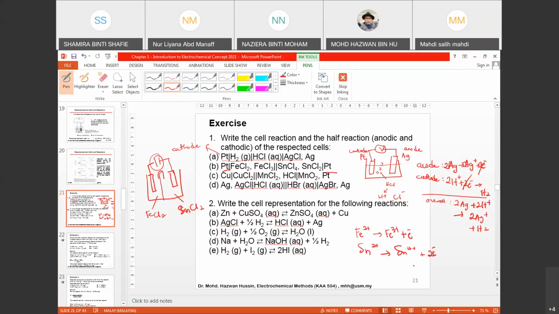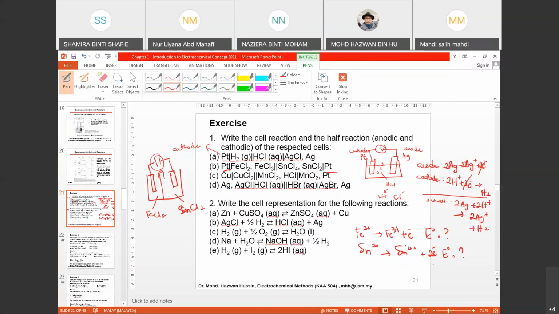Okay, right. So you can check the electrochemical series. What will be the standard potentials value for these two types of ions, and later you can determine which one will be anode and which one will be cathode. Is it understood? Boleh faham? Is it okay? Yes, Doctor.